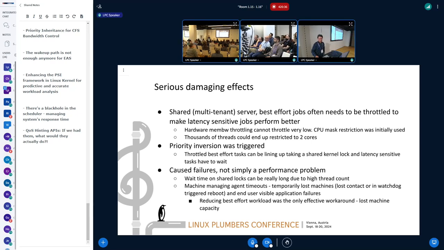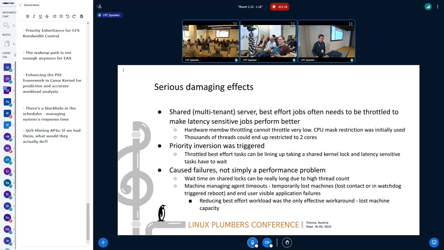We have large servers running many jobs, many threads. So we want to throttle the best-effort tasks to make room for latency-sensitive tasks. And we can throttle really low; the most common reason is memory bandwidth. The old method we used is putting lots of threads on maybe two CPUs. That delay can surprisingly be very long, from minutes to 15 minutes or more of delay.